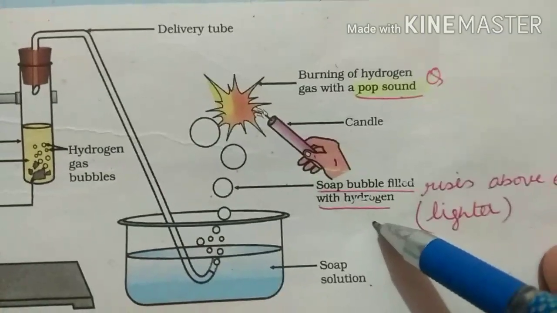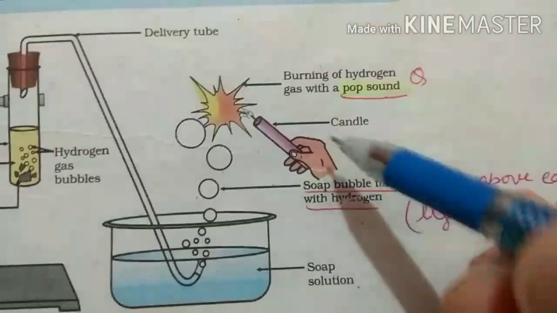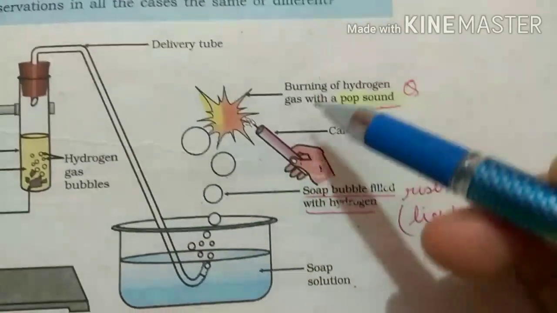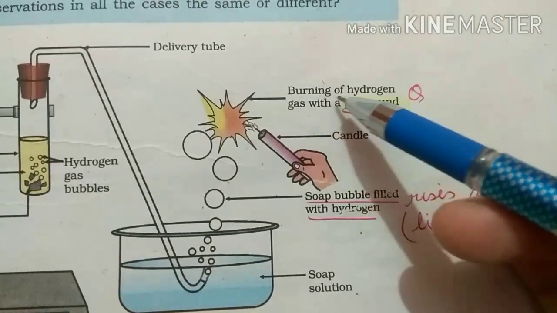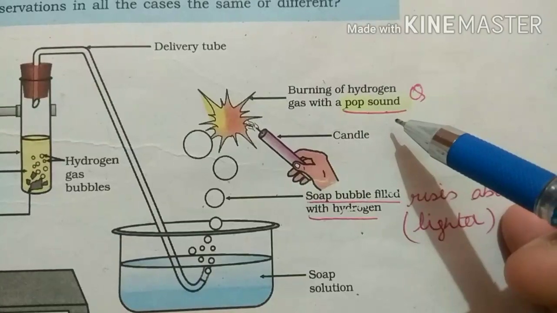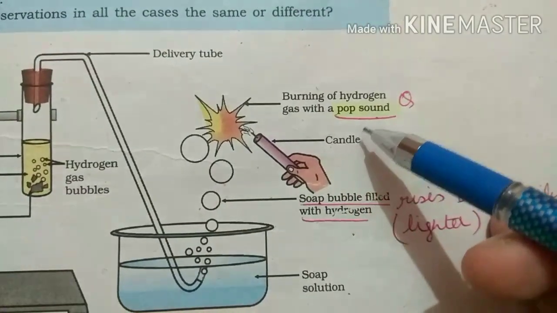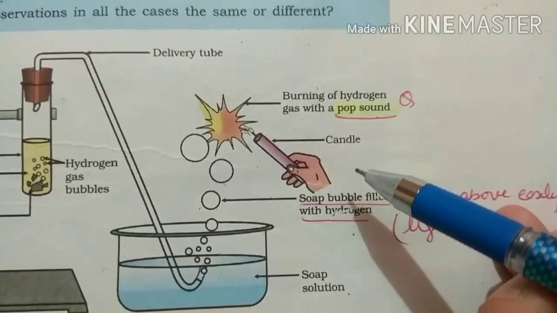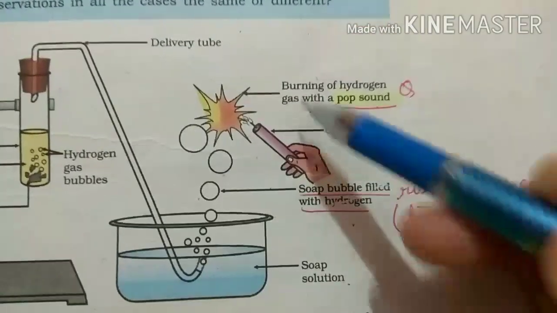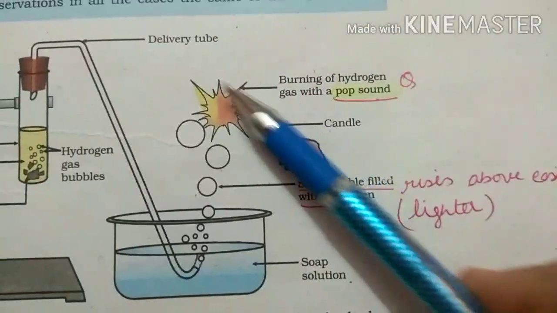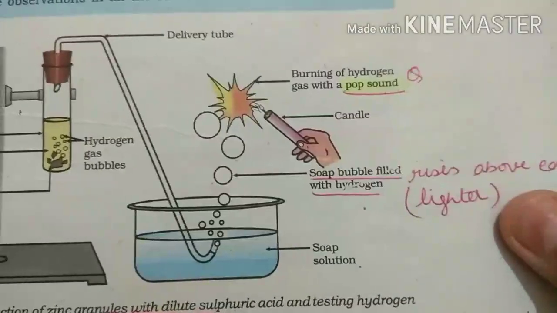Now these soap bubbles are filled with hydrogen gas. The test to know the hydrogen gas presence is to bring a burning candle near these bubbles. It will burn with a particular sound. That sound is called as pop sound. Pop means like as if something is broken, like this type of sound is produced. So this is called as pop sound. So it proves that the gas is hydrogen gas. So this activity is over here.